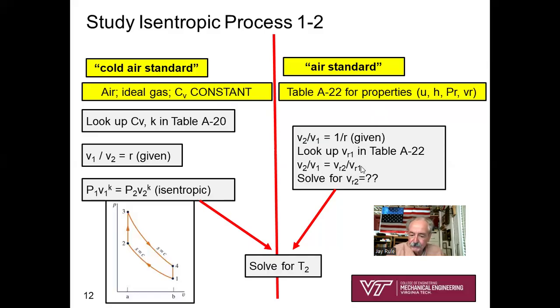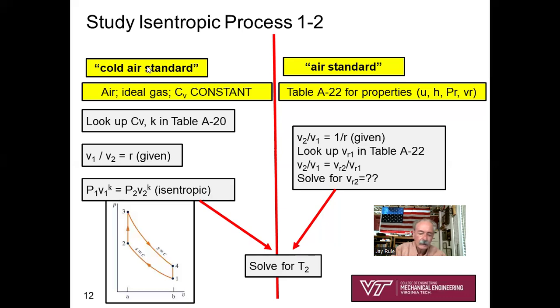I've just looked up VR1, so I can solve for VR2. Okay, so I've got a number for VR2. Looking at Table A22, if I've got a value for VR2, I can go back and interpolate for T2 as well as U2. So I can do that twice. I can solve for T2 and also solve for U2.